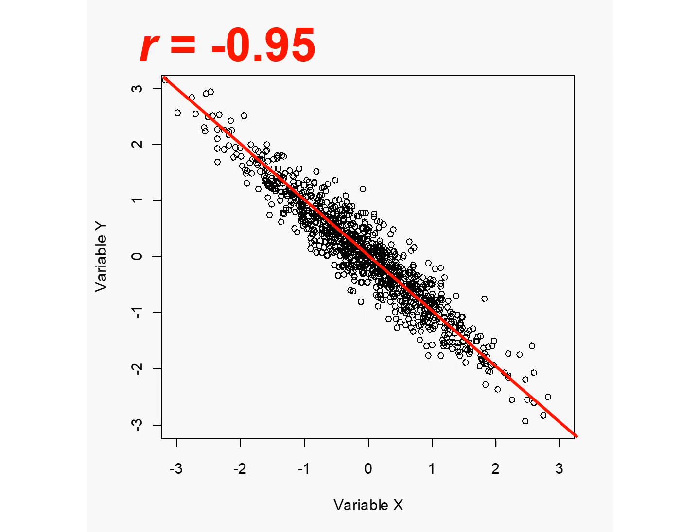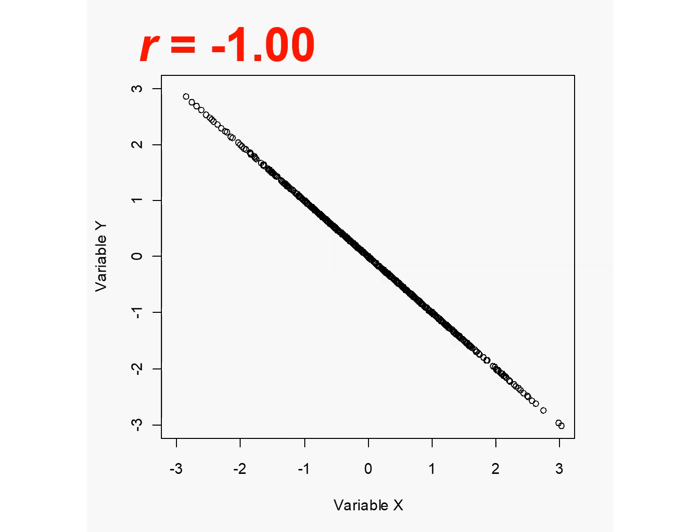Here the correlation is negative 0.95. The dots are really hugging the line. The relationship between x and y is very, very strong. And here the correlation is negative 1.0. The dots fall right on top of the negative c equal line.